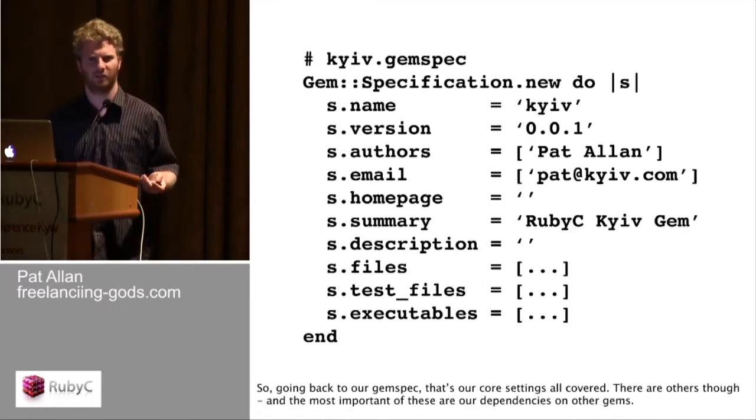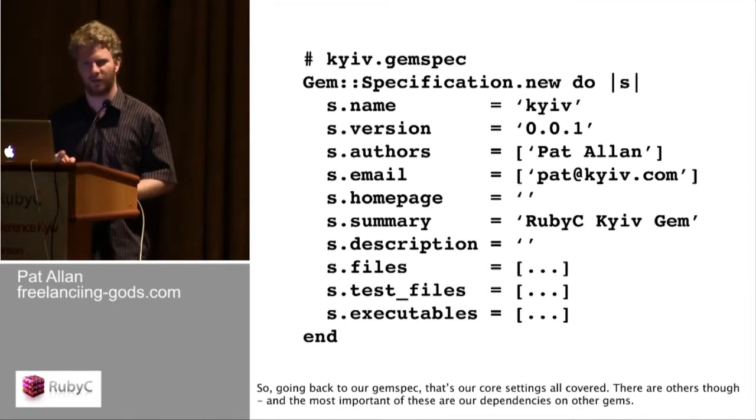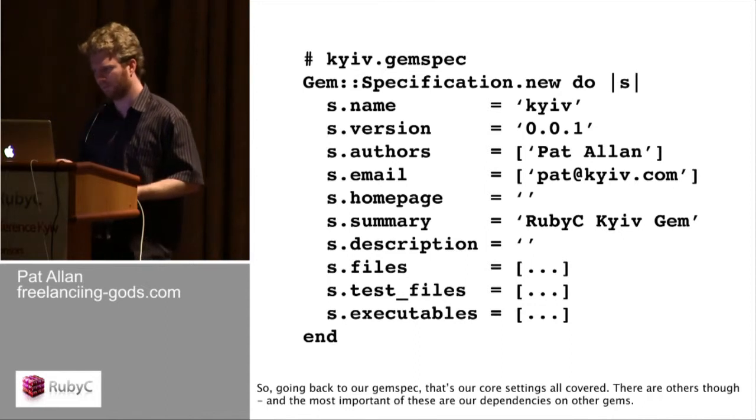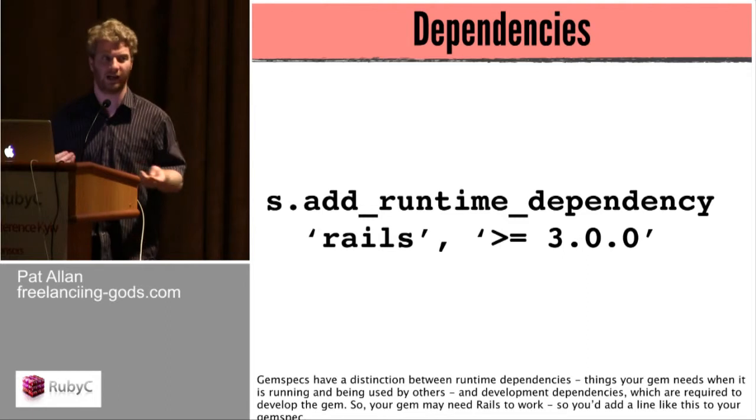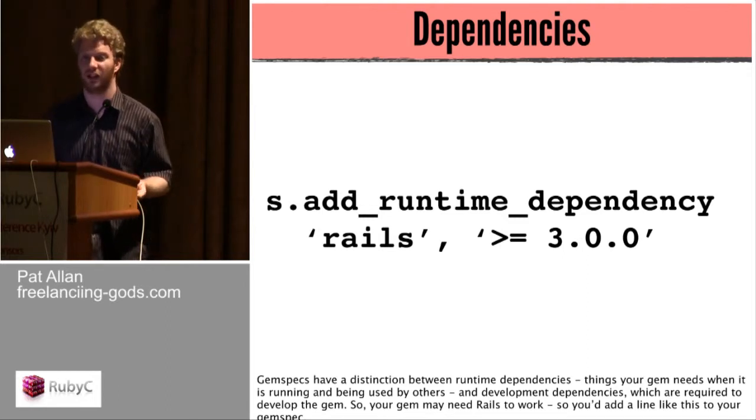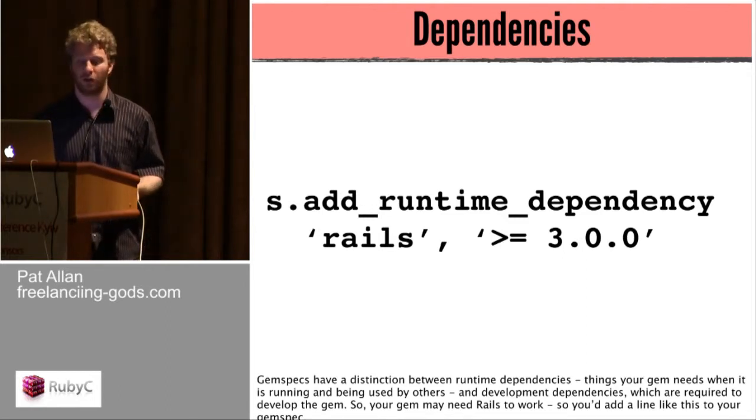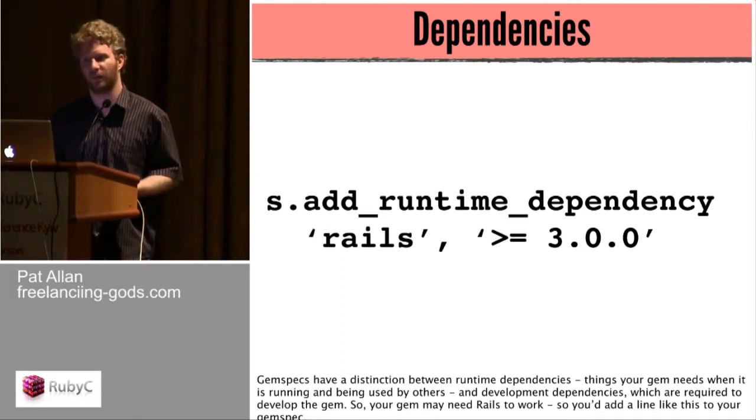So that's a basic gemspec, and we've just gone all through the settings there. There's nothing too scary. I do want to cover off a few other things though. First is dependencies, because we all know that some gems require other gems to work. So in your gemspec, you would list those gems as runtime dependencies, and you just give it the gem name and some kind of version constraint.